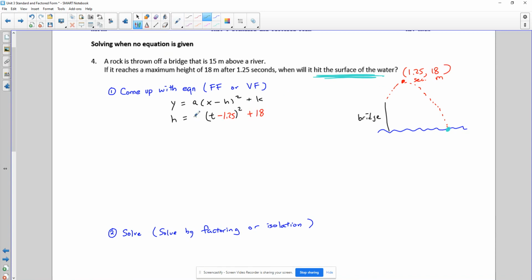So what we still do not know is the a value. Now we need to find the a value, and in order to do that, we need another point on this parabola. Now they gave us a hint. They told us that the bridge is 15 meters above a river. So if you imagine that this bridge is the y-axis and the water here is the x-axis, this point will be the y-intercept. We know that this is 15 meters high, so this point is going to be 0, 15.